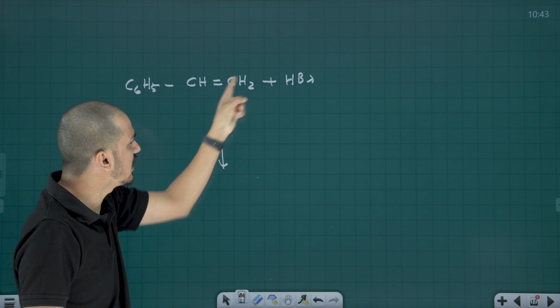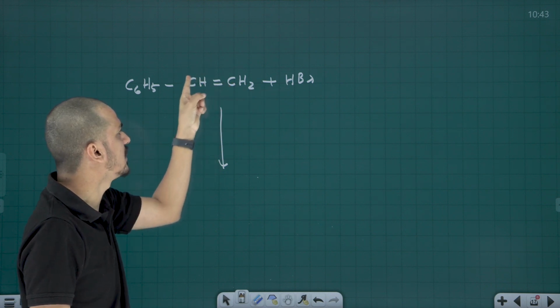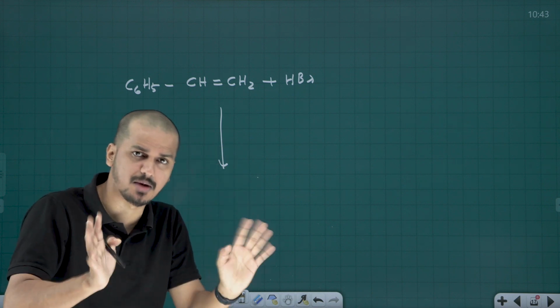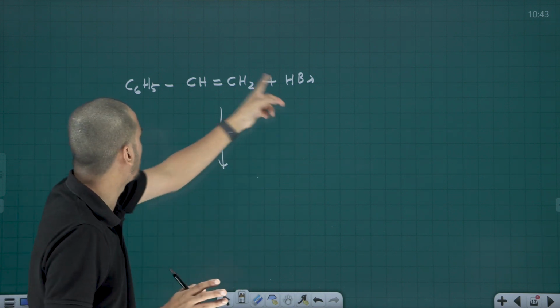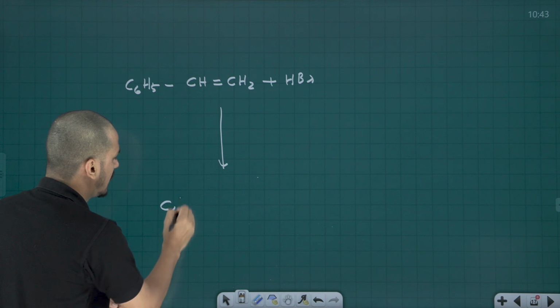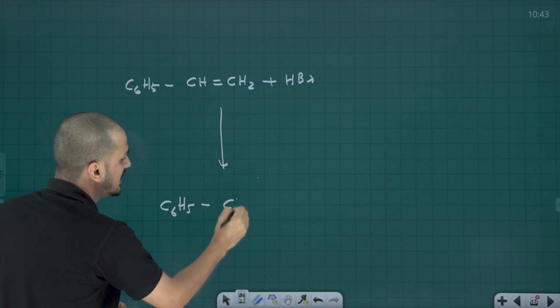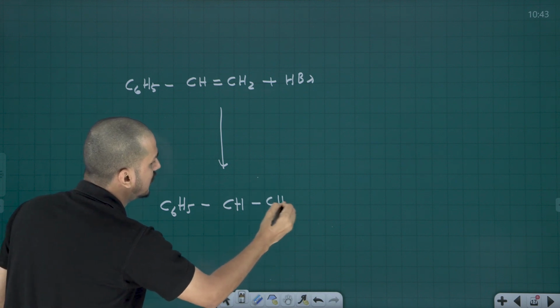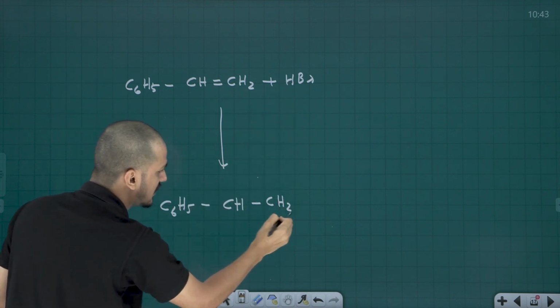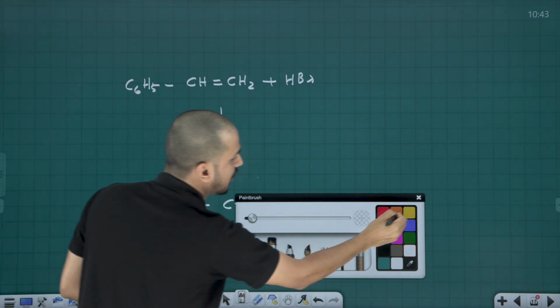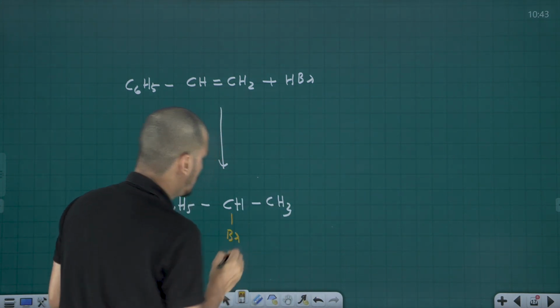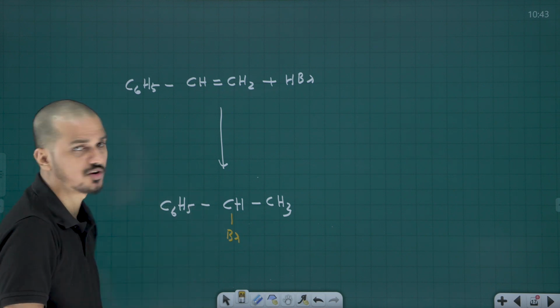If hydrogen attaches here, a plus charge will come on the other carbon. Yes, we get a benzylic carbocation. Through the stable carbocation mechanism, Markovnikov's rule is followed, so Br will attach there. What we get is C6H5CH, the double bond breaks, then CH2 gets one more H, so CH3, and here Br will go and attach. So that is Markovnikov addition, the carbocation mechanism.